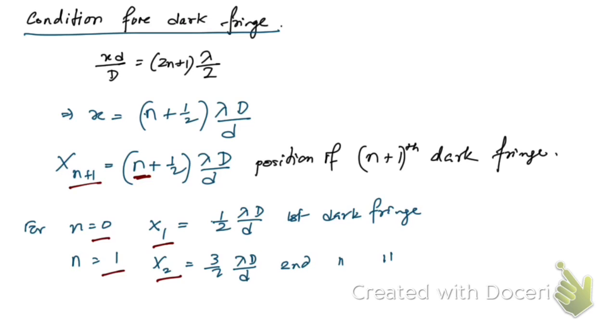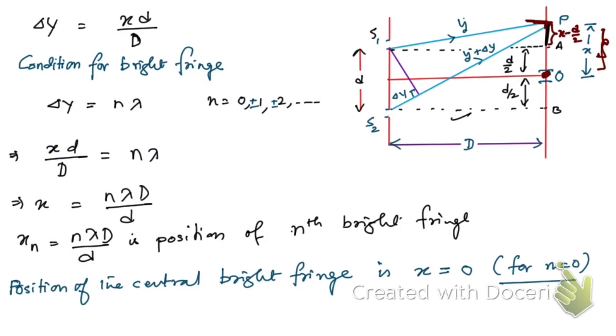But in case of the bright fringe, let me go back to the previous slide. Here you see, when you put n equal to 0, you get the central bright fringe. That is not the first bright fringe, that is the central bright fringe, and after that you're going to get the first bright fringe. When you put n equal to 1, then you're going to get the first bright fringe. Hope you have understood this.